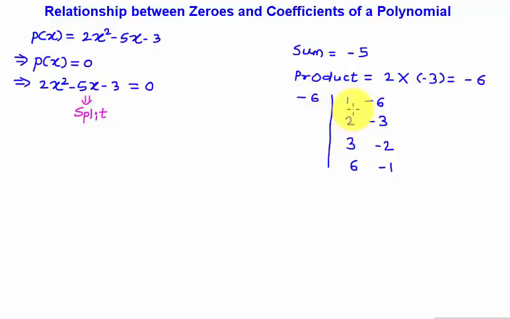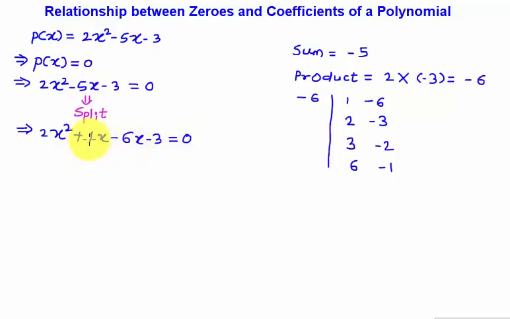Now out of these pairs, only the first pair 1 and minus 6 will give us sum minus 5. So this pair 1 and minus 6 will give us sum minus 5. Hence this is the correct pair. That means we can split the middle term minus 5x into 1x minus 6x. So let's rewrite the equation by splitting the middle term. 2x square plus 1x minus 6x minus 3 is equal to 0.